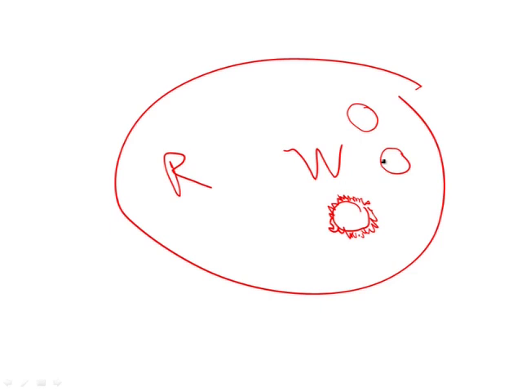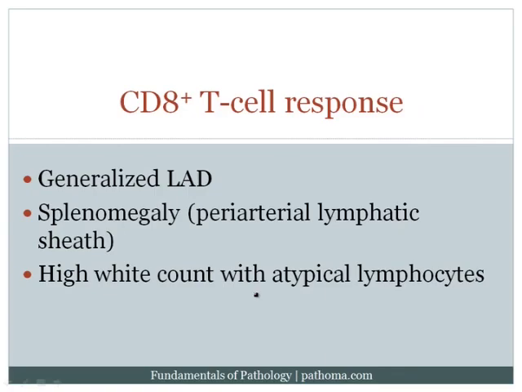This is a classic histology. And this is called the periarterial lymphatic sheath, or the PALS. And it so happens that it's this area here where the T cells are present. And so this area around the vessels will be expanded, causing the entire spleen to become bigger, giving the patient splenomegaly.